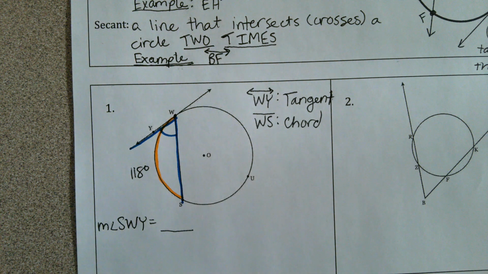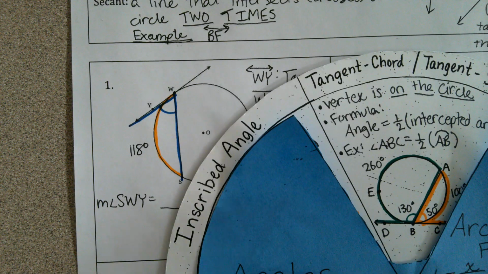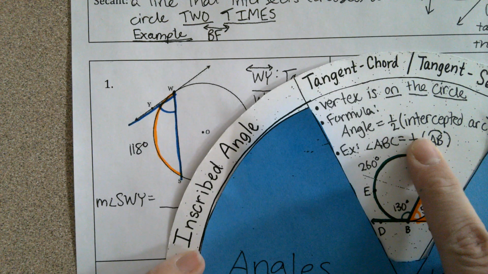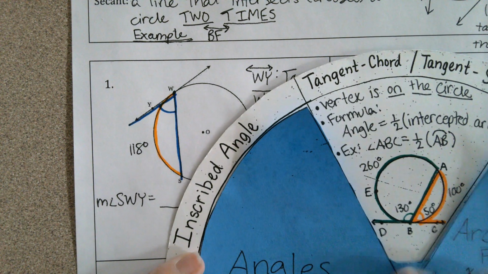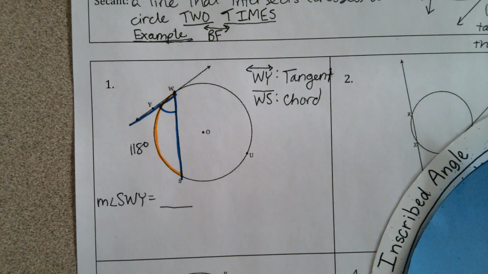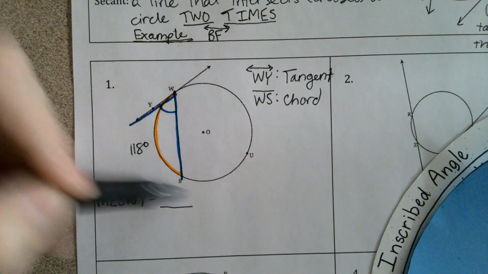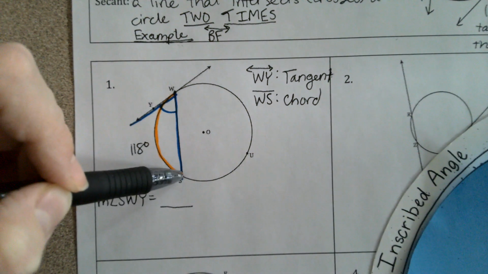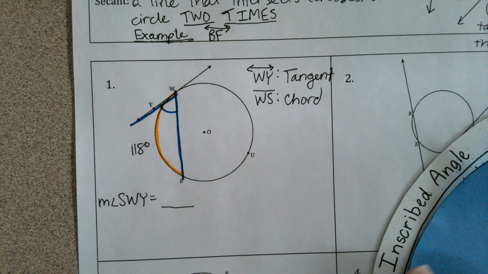So if we use our formula, this says that the angle is half of the intercepted arc. We have our angle, that's what's in blue, and then the intercepted arc is the orange part because it does go inside the angle, in between the points where the angle touches the circle.